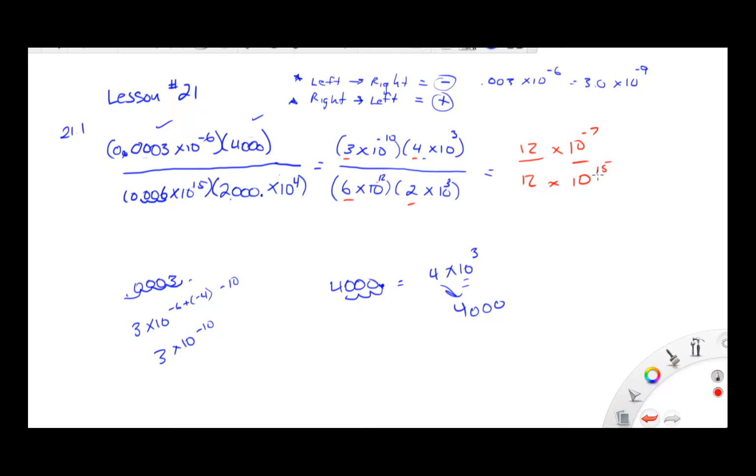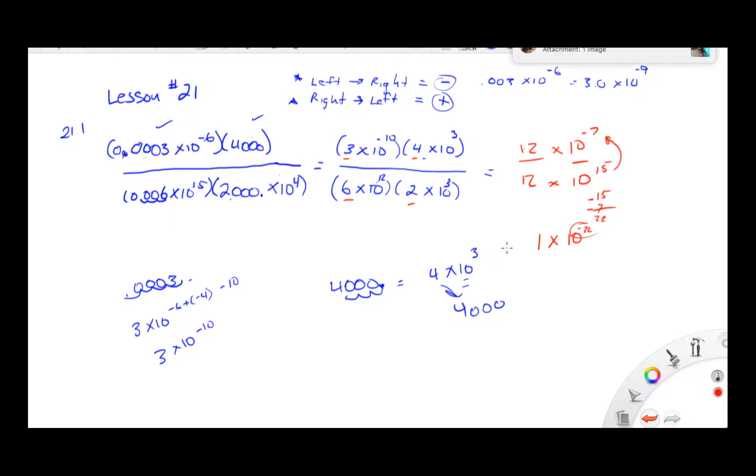And what we're going to do is we're going to put this up in the numerator. So when we do that, this 15 becomes negative. 12 over 12 is literally 1. So we can say 1 times 10, and then we're going to say negative 7 plus a negative 15. So we have a negative 22 as far as the power is concerned.